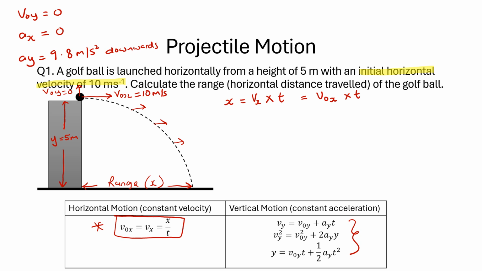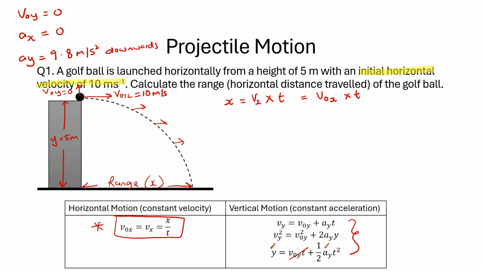So I know the value of y. I know V naught y is 0. Even though V naught y is not given, we need to know that in horizontal projection, the initial vertical velocity is 0. So V naught y is 0. 0 times the time is 0. And then half times ay. I know the value of ay, 9.8.